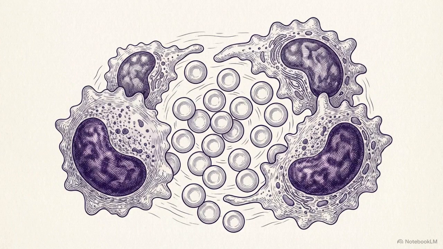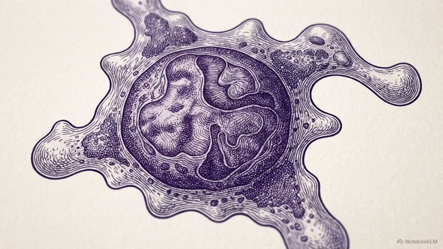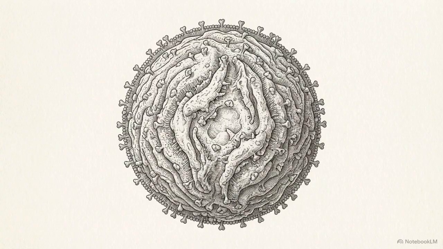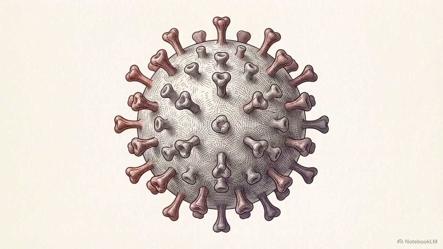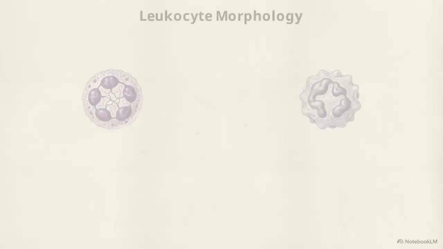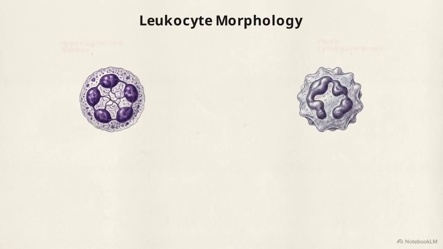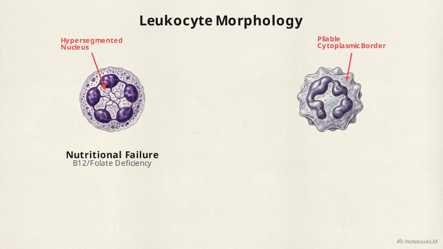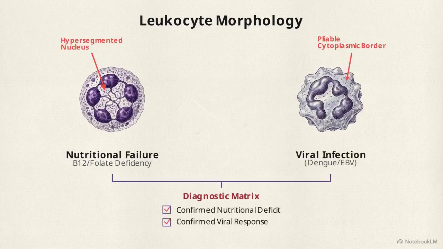Specific viral etiologies trigger this exact morphological shift, most notably the dengue fever virus and Epstein-Barr virus, or EBV. EBV is a common human herpes virus known for causing infectious mononucleosis. Analyzing leukocyte morphology allows a clinician to visually distinguish between a patient suffering from a chronic nutritional failure and one fighting an active viral infection.